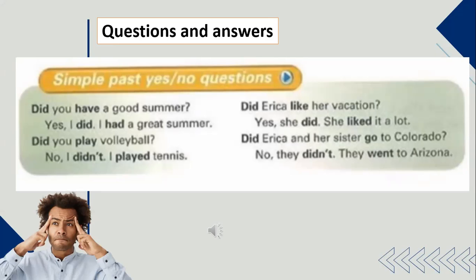Excellent. Thank you. And then, la siguiente es para tercera persona. Did Erica? Did she like her vacation? Then the answer is yes, she did. She liked it a lot. Did Erica and her sister go to Colorado? Ese es ellos. No, they didn't. Oh, ellas, sorry. Ellas. No, they didn't. They went to Arizona. Any question in this part?